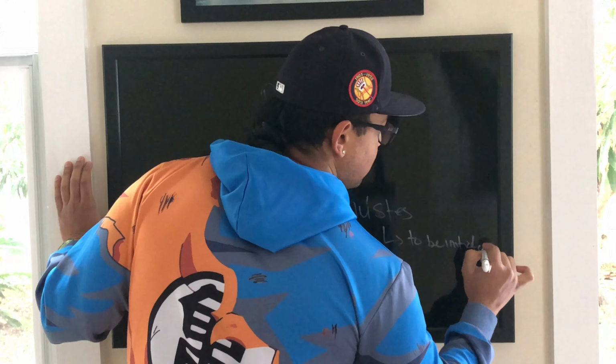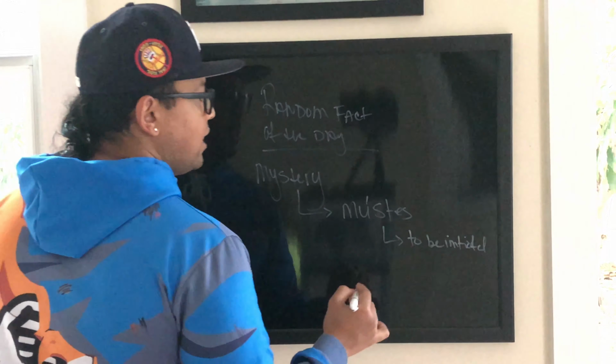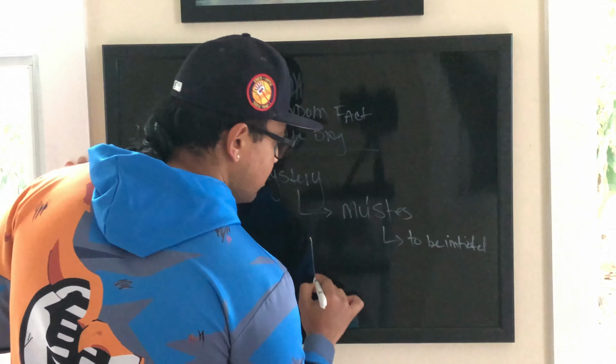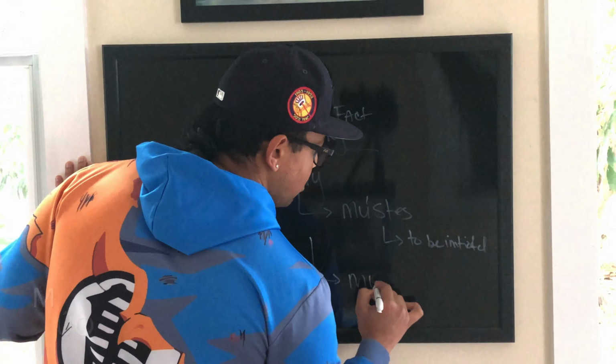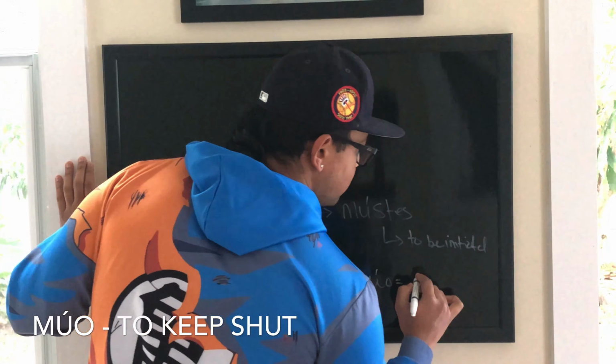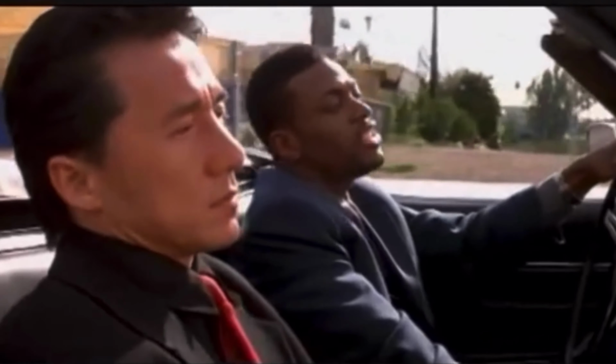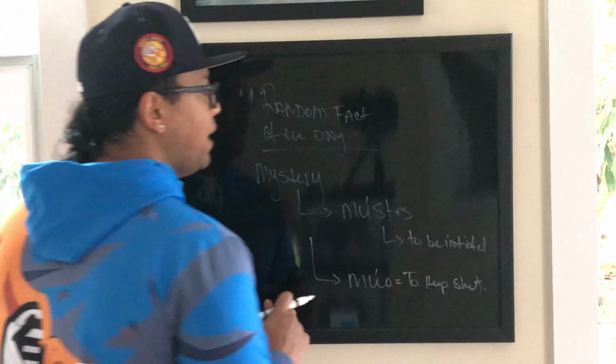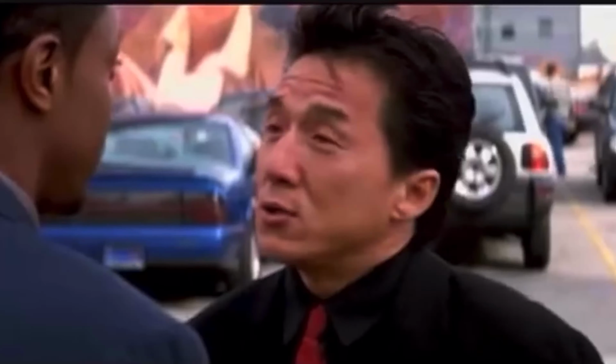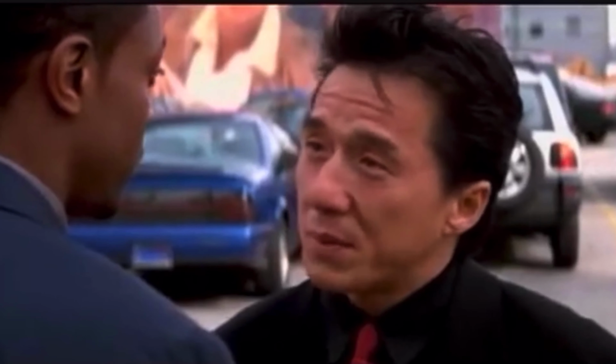Initiated. And then the other word that makes up mystery is the Greek word muo, which means to keep shut. Just sit there and shut up. This ain't no democracy. Basically, the word mystery means once you've been initiated, you must not reveal the secret. Not being able to speak is not the same as not speaking.